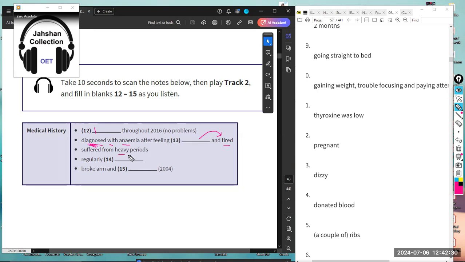So heavy periods. So the speaker is here. You have to follow the speaker. You don't have to lose him or her.